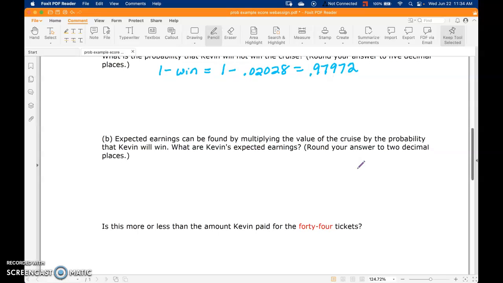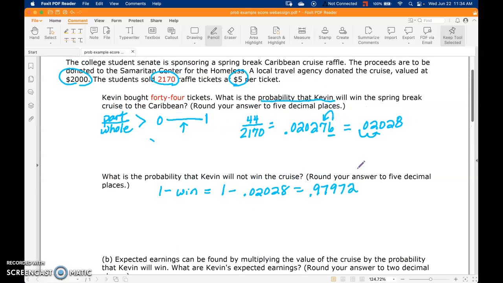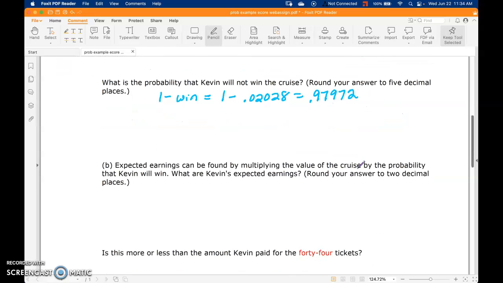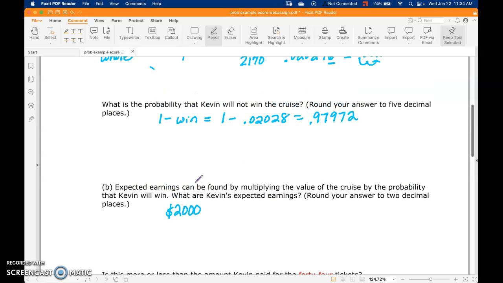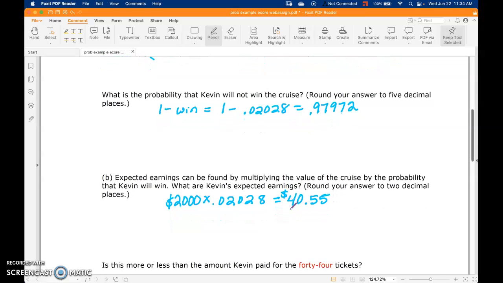He asked a few more questions here. They said the expected earnings can be found by multiplying the value of the cruise, and they told us the value of the cruise was $2,000, times the probability that he wins. So back up at the top, remember, the probability that he's going to win is 0.02028. If you multiply that on your calculator, you'll get $40.55 is his expected earnings.